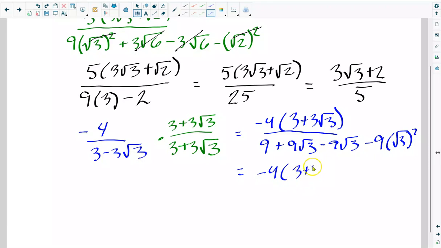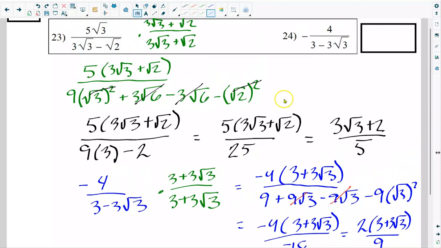I'm not ready to deal with the top yet. So the 9 square roots of 3 cancel. Here it looks like I have 9 minus 27. So I have -18. This negative will cancel. Plus both of them can be divided by 2, so I'm going to be left with 2 over 9.